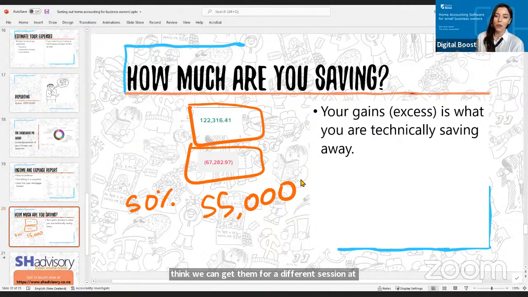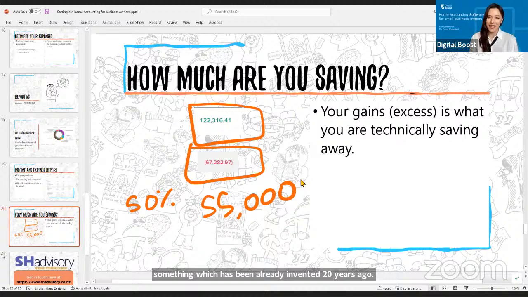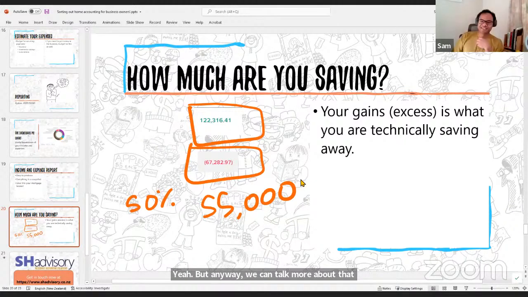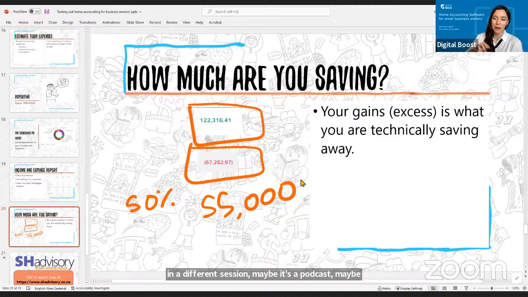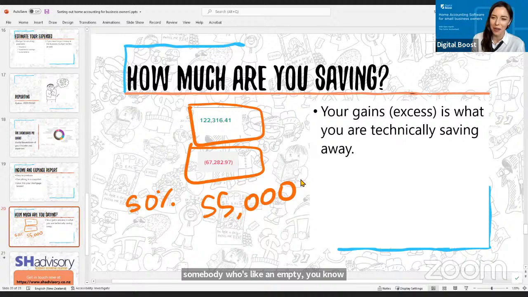The bottom line about NFTs is that they are trying to put a label on something which was already invented 20 years ago, and they're trying to act like it's new technology. But anyway, we can talk more about that in a different session. Maybe that's just a podcast in itself. Maybe we get a panel, somebody who's for NFTs and someone against. That'd be a kind of cool, interesting conversation.